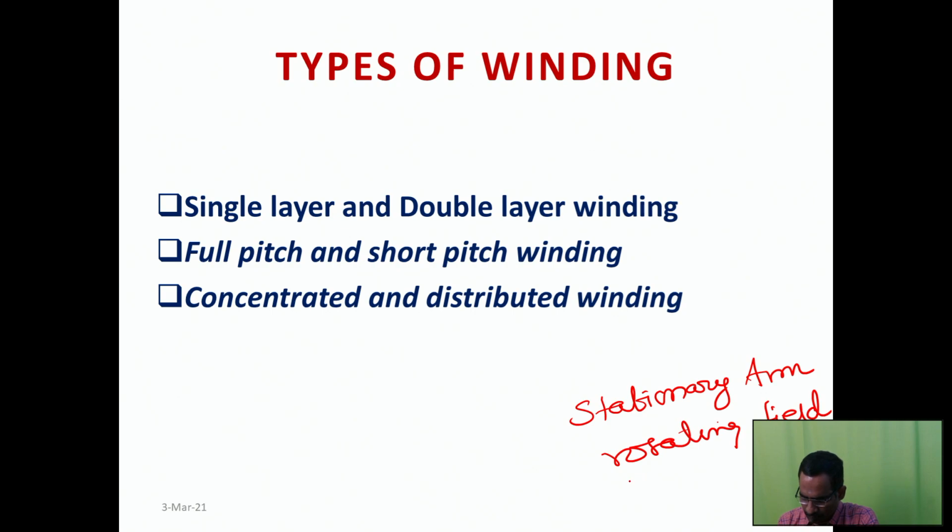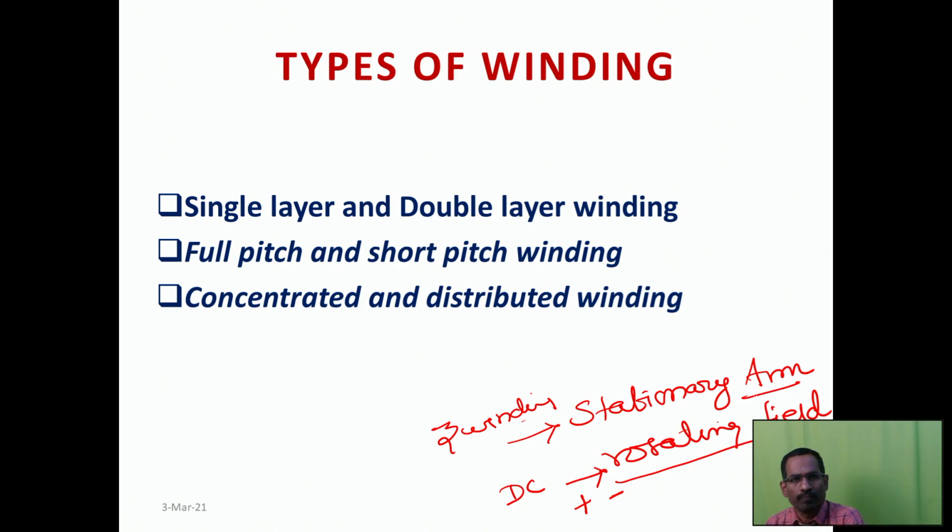For the rotating field, we give a DC supply. The DC supply requires only two terminals, plus and minus. If I keep my armature in the stator part, it is a three-phase alternator, so I need three windings. So how do I design the winding for this armature?